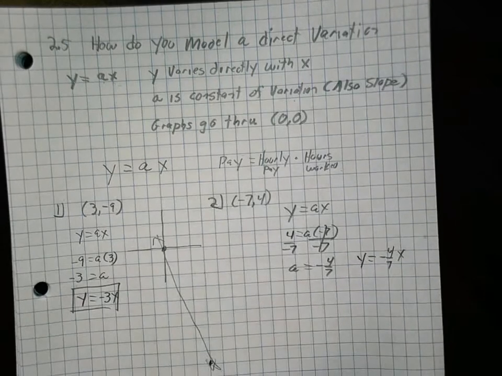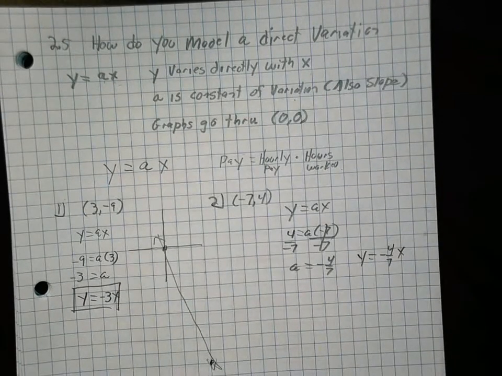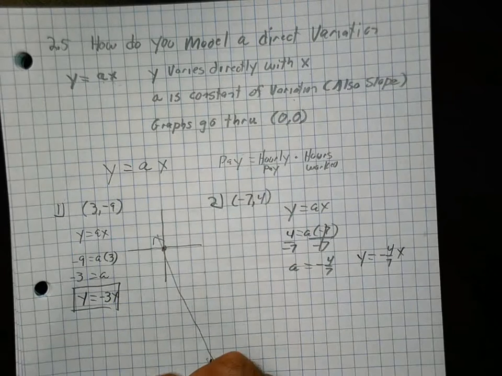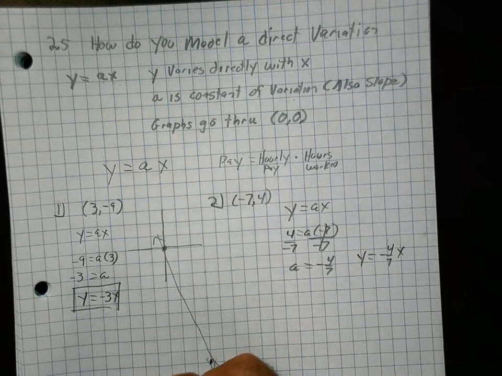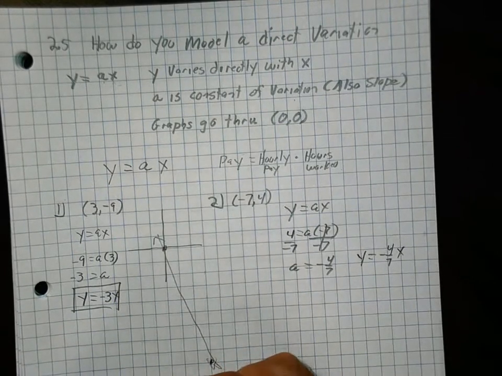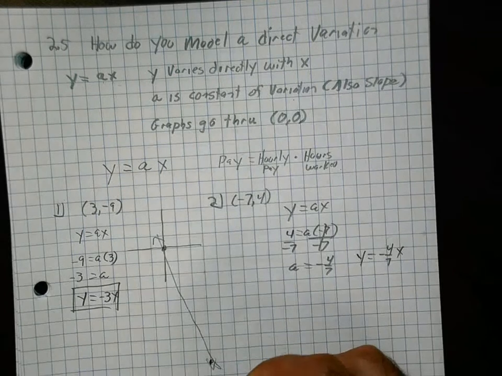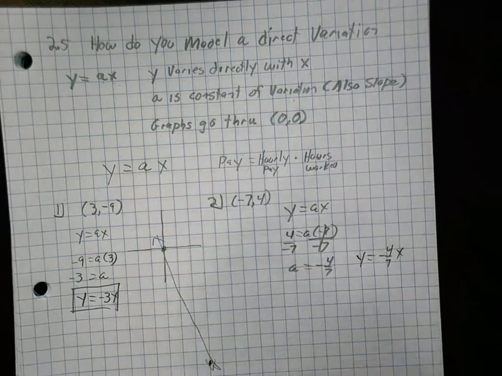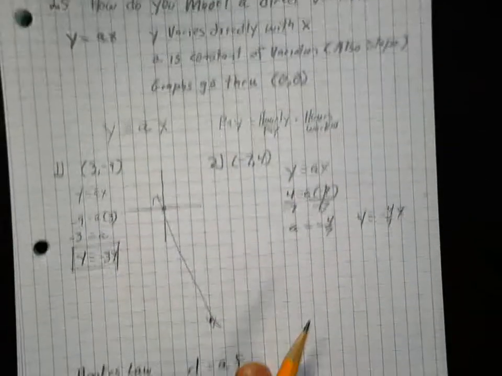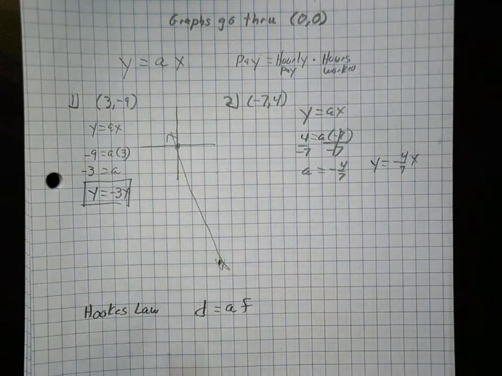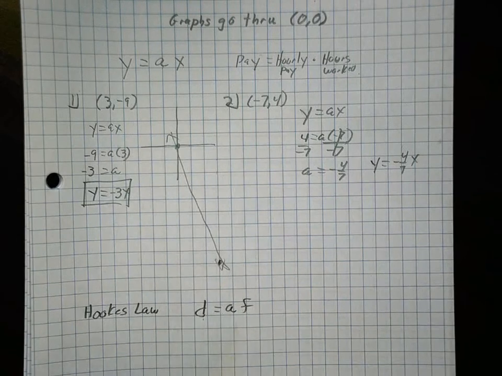Let's look at an application problem. In physics, you'll come across a law called Hooke's law, which states that the distance a spring stretches varies directly with the force that's applied to it. So Hooke's law says that for a spring, the distance varies directly with the force.